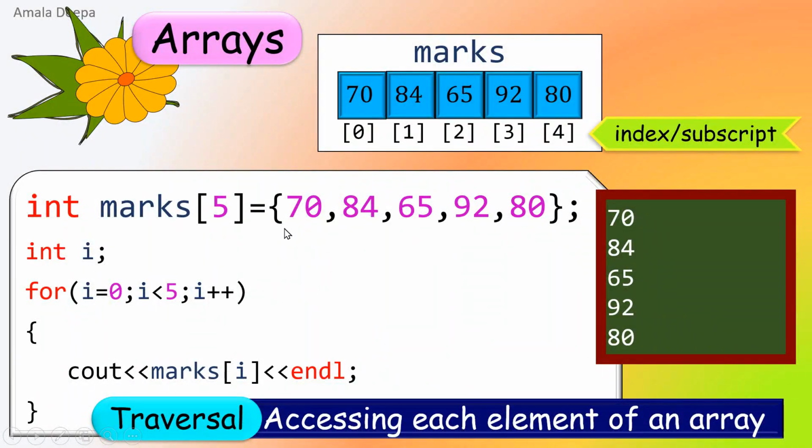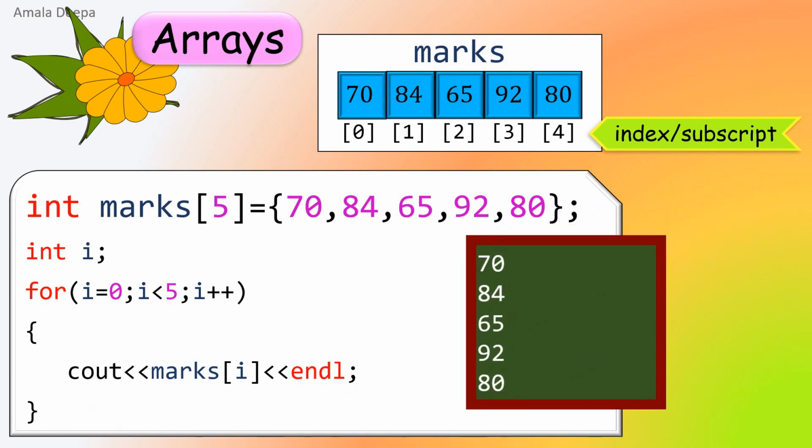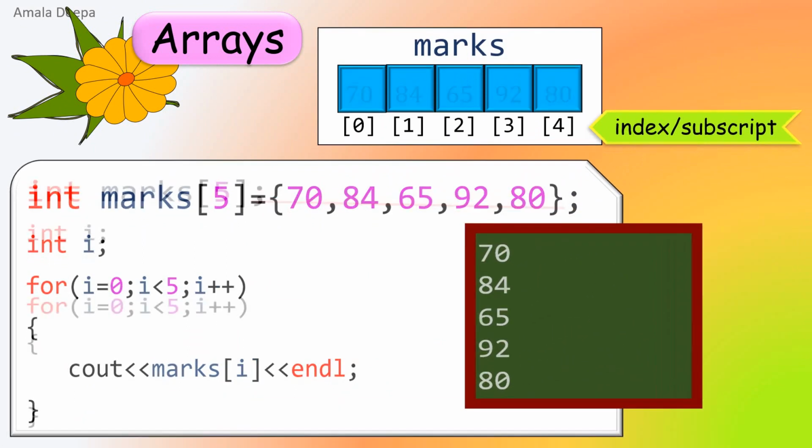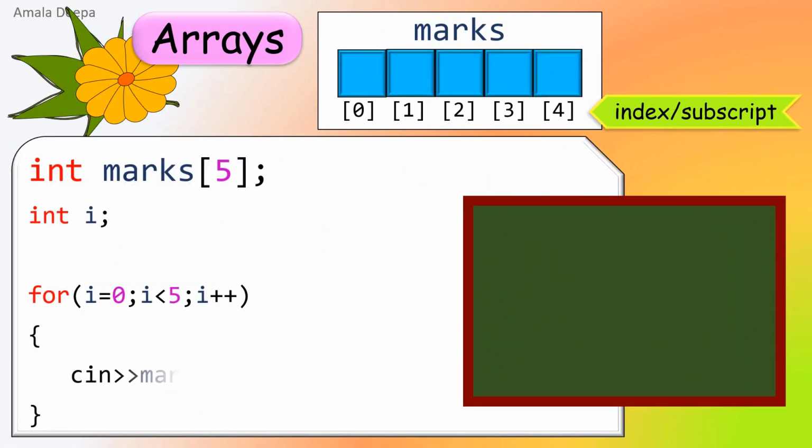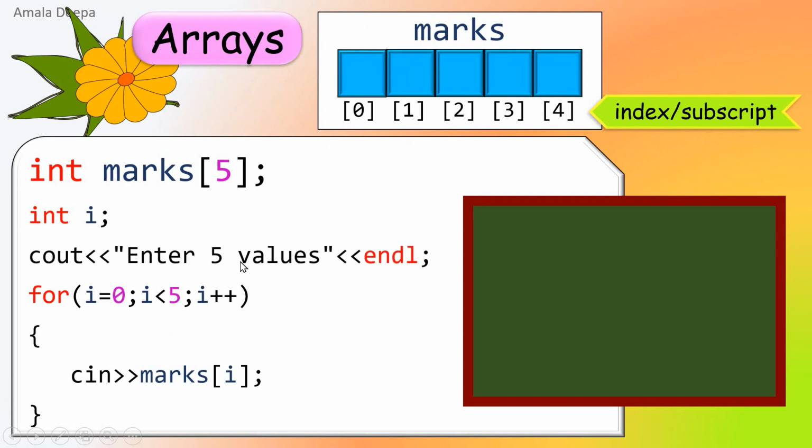In this example, I have initialized the array during declaration itself. But most of the time, we want to initialize the array by getting input from the user during runtime. So if you want to get the values for the array from the user, you can write a cin statement inside a for loop like this, cin marks[i], and also you can place a message above the for loop for the user to know how many values to input. So here I have given the message as enter 5 values.